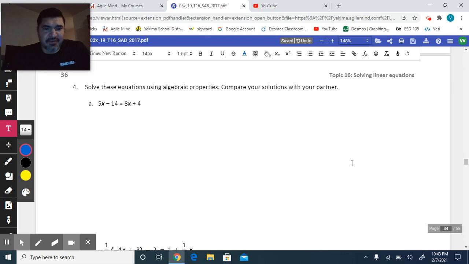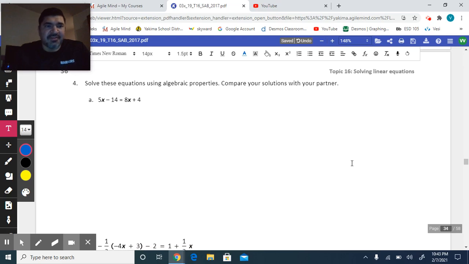Solve these equations using algebraic properties. Compare your solutions with your partner. So you guys should take a second here and try to do this on your own. So right now, feel free to pause. And I will go ahead and go over how to solve this problem.